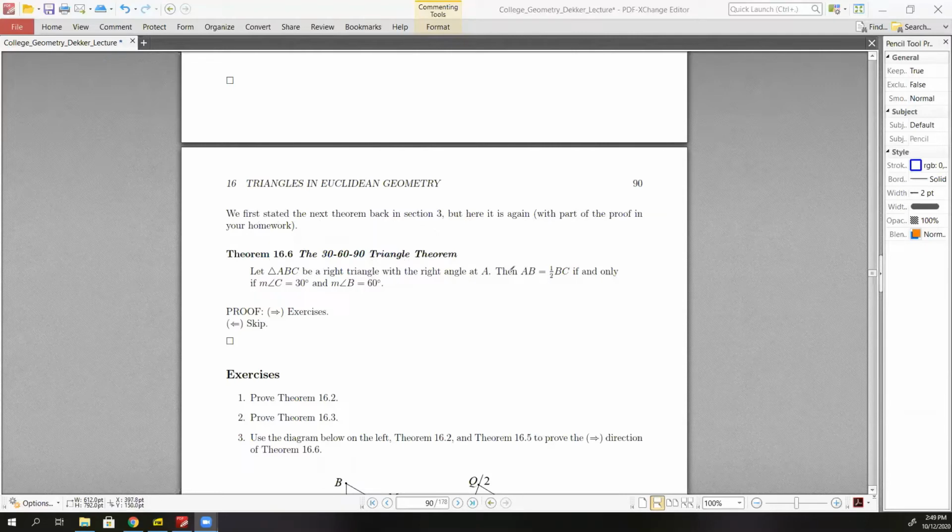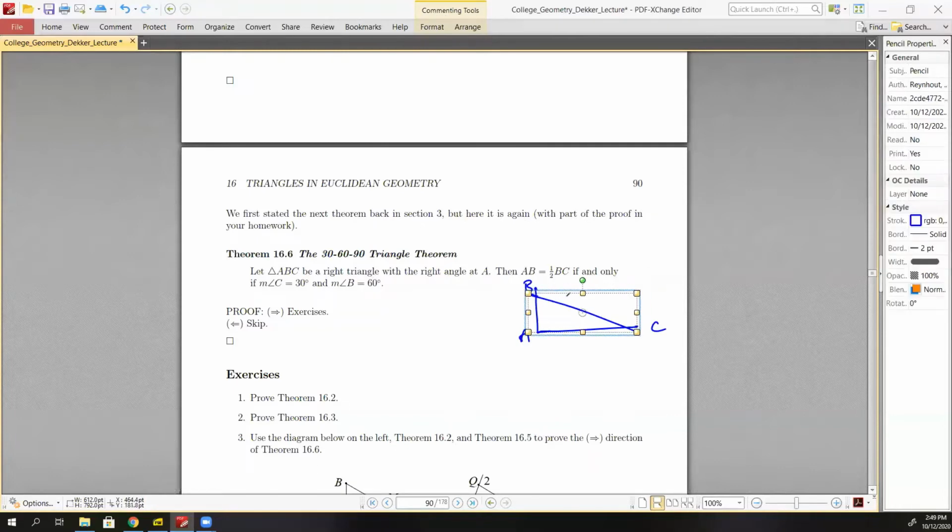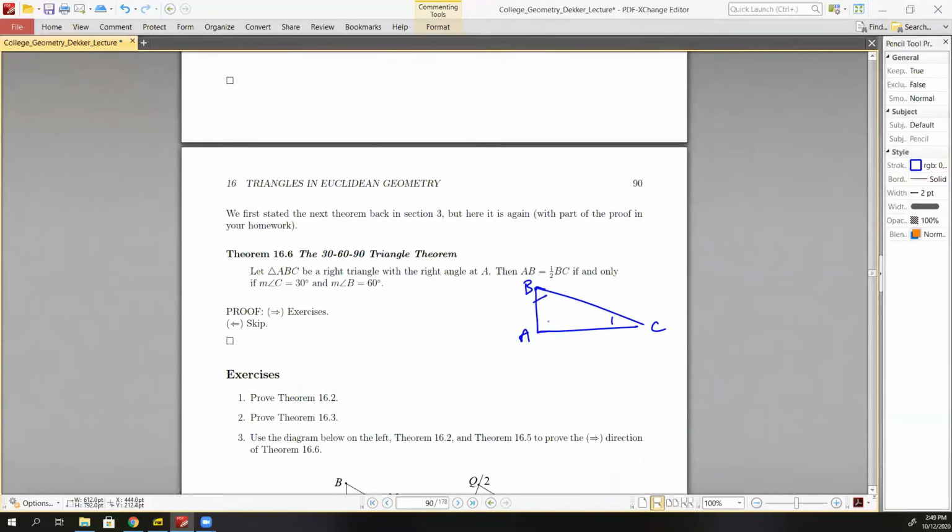So if we have a 30-60-90 degree triangle, let triangle ABC be such, actually no, we don't want it to be such a triangle. We want to go if and only if here. So let's just say we have a triangle ABC. AB is 1/2 of BC if and only if B is 60 degrees and C is 30 degrees. We are given as an assumption that A is 90 degrees, so a right angle there. We would like to prove this theorem, but in order to do that, we need to develop just one more tool.